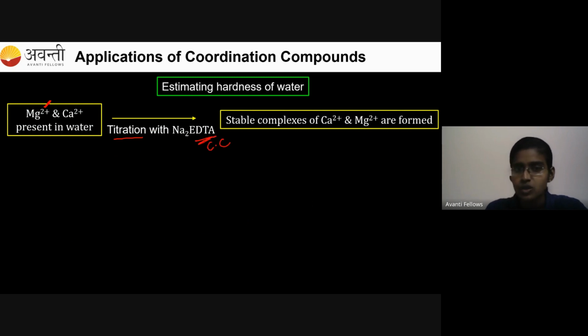Okay. So when you treat this with this, it forms stable complexes of calcium 2+ and magnesium 2+. The calcium ion and magnesium ion present inside the hard water are now going to form a coordination complex with this EDTA. And the sodium will come out, because calcium and magnesium complexes with EDTA are more stable than the sodium EDTA complex.